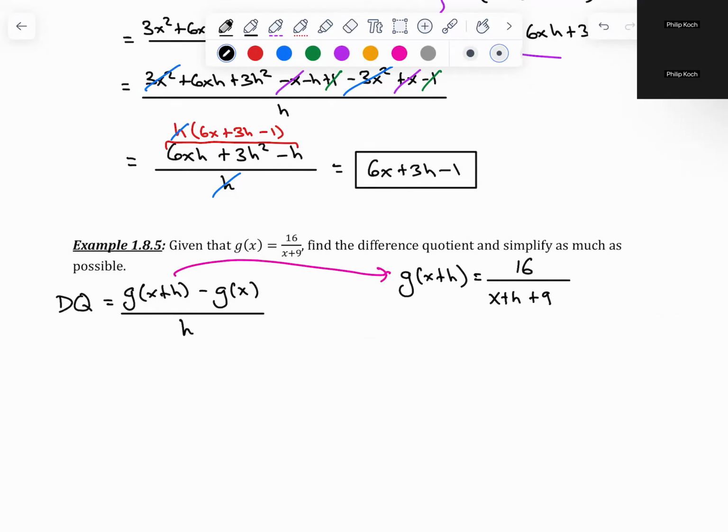So x plus h, plugging that in, replaces the x with an x plus h. So we have 16 over x plus h plus 9. Going back to the difference quotient, this is now 16 divided by x plus h plus 9, minus 16 over x plus 9, all divided by h. And I'm going to make this look obnoxious for a second to remind us this is a complex fraction, right? It's got fractions within fractions.